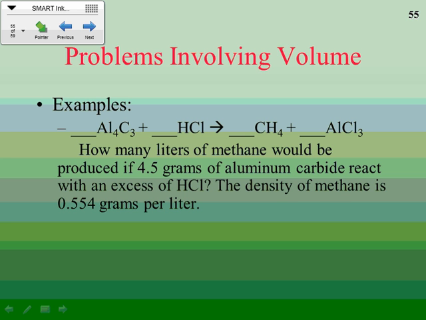Any ideas here? 4 on the right for aluminum. Okay. What else?